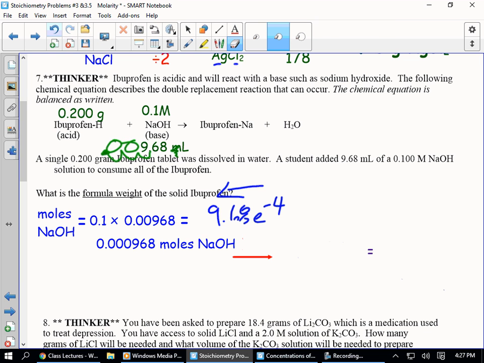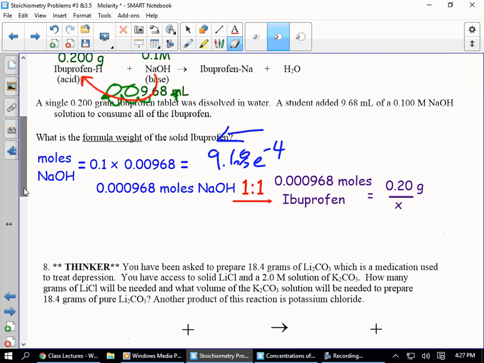Now, just like we did before, we would do a coefficient ratio. I want to know more information about my ibuprofen, so this is a 1-to-1 ratio, so that's the same number of moles of ibuprofen that were in that reaction. Now, it has grams, and we want to know formula weight, so I'm going to put my amount of grams on top, and I'm going to put my formula weight on the bottom. Now, if you got this far and still got the wrong answer, you probably just made a very simple mistake. A lot of people will leave X on the bottom. In order to solve for this, we can't leave X on the bottom.